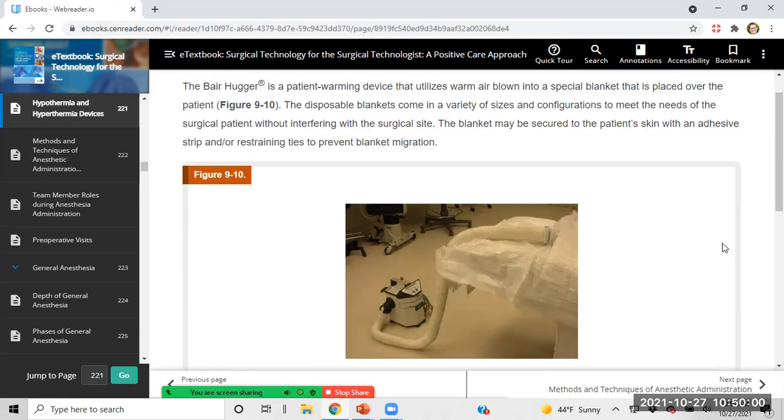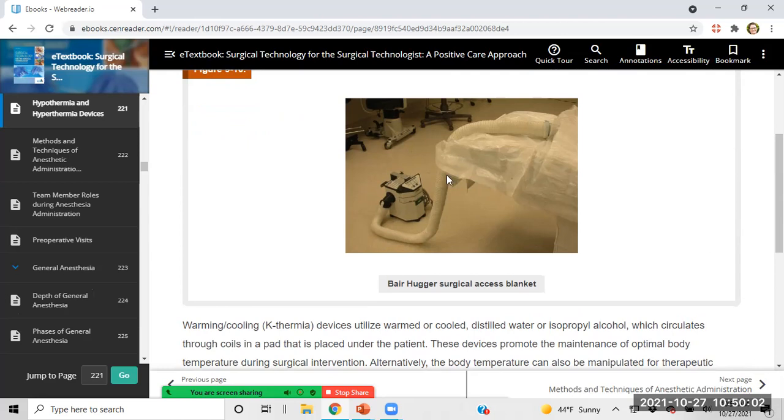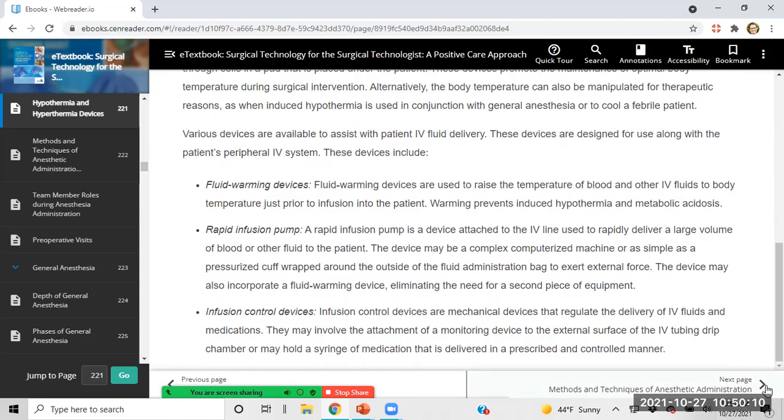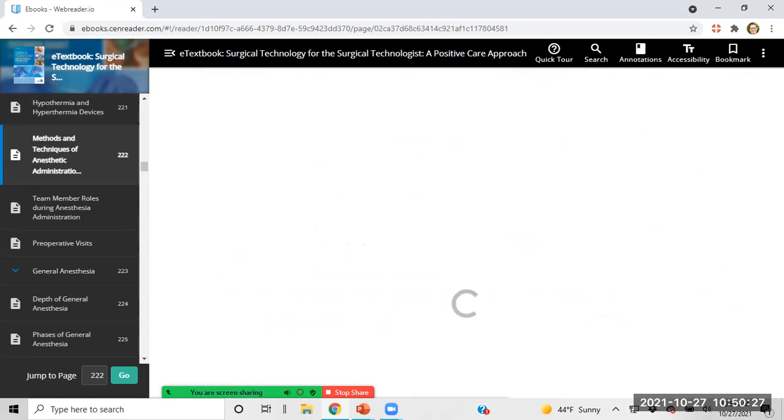So here, this is called a Bair Hugger blanket. It's blowing warm air into this blanket continuously, so it will warm the patient. And then they can do rapid infusion, and they can warm the fluids, and they can also do infusion control. So they can add warming type of medications to the fluids as well.